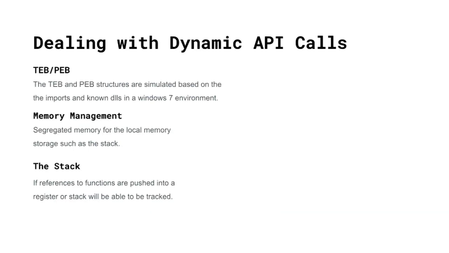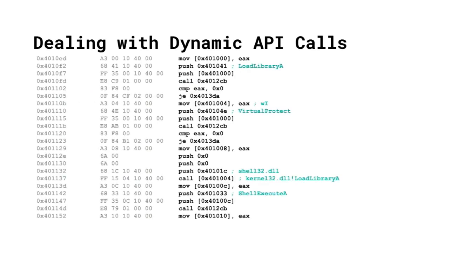All right. So like I explained, if you're doing shellcode, you're dynamically loading the API calls that you need. So from that, it's simulated TEB and PEB, and you know I keep saying that, and handle memory management where I segregate everything so that it won't access things that it doesn't need to access. And because functions can be pushed on the stack, you can actually see that as it's happening. And so what do I mean by that?